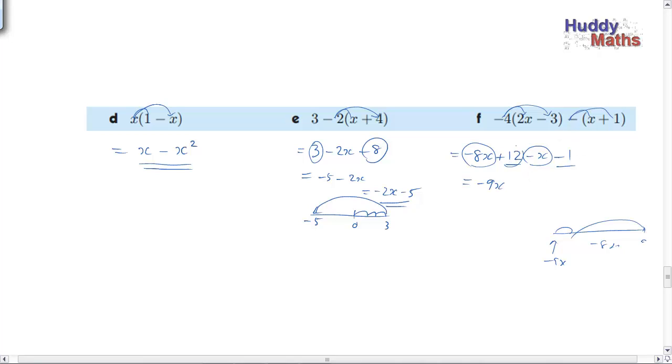And 12 take 1. Easy done. Remember, the sign of the 12 is to its left. Sign of the 1 is to its left. 12 take 1 is 11. So that one would be worth more marks, wouldn't it? Because you've got several steps to do there. But we're just going to mark them right or wrong.